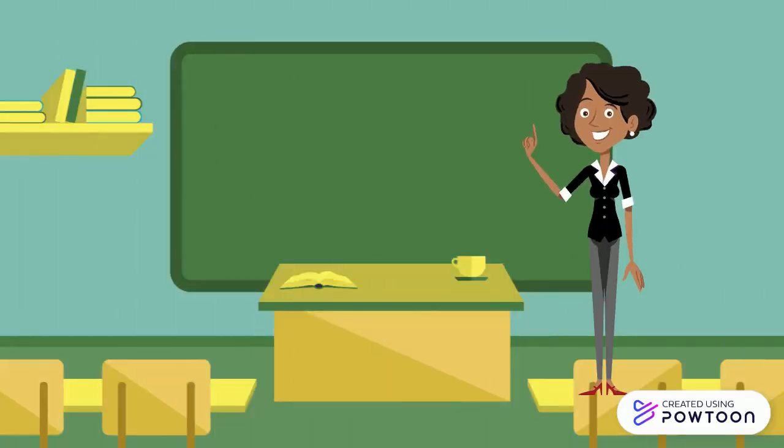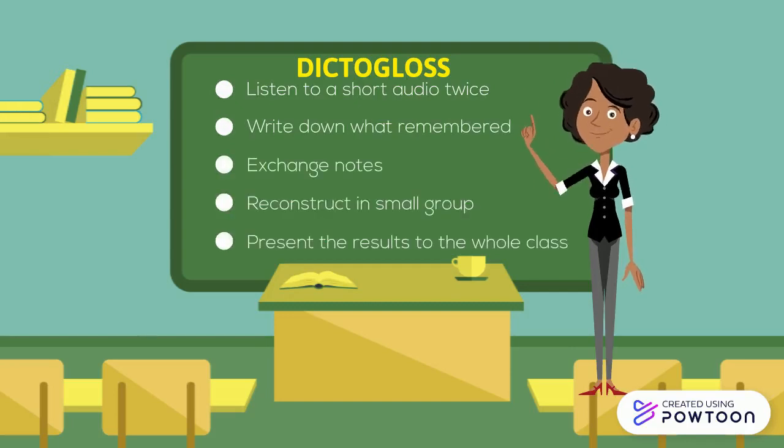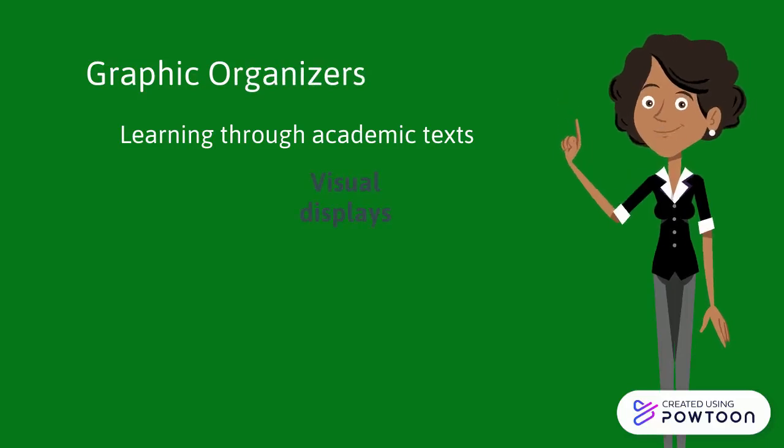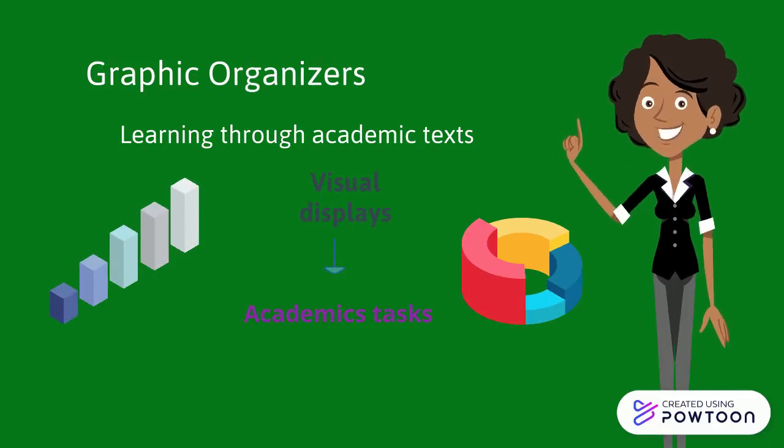There are five techniques to improve the literacy skills of students. The first one is called Dictogloss. In this technique, students try to reconstruct an audio with their classmates that they have previously listened to twice. The second technique is called Graphic Organizers. Here, students learn to read visual displays like a diagram and write a summary based on what they have read and understood, a skill they can practice to complete academic tasks with.